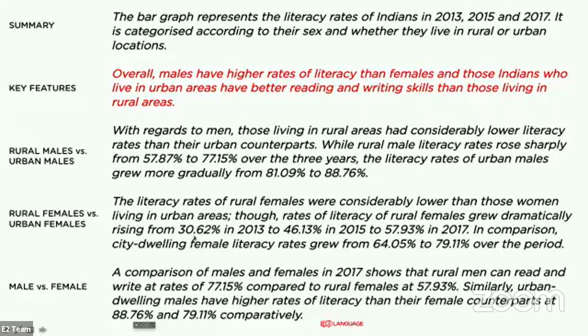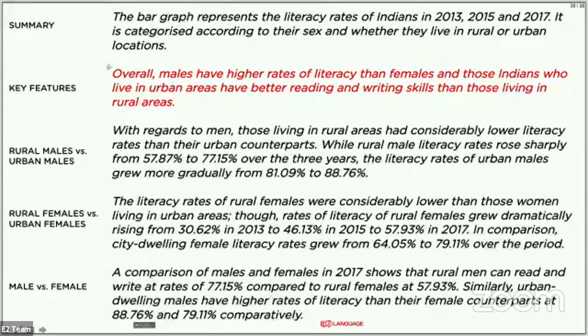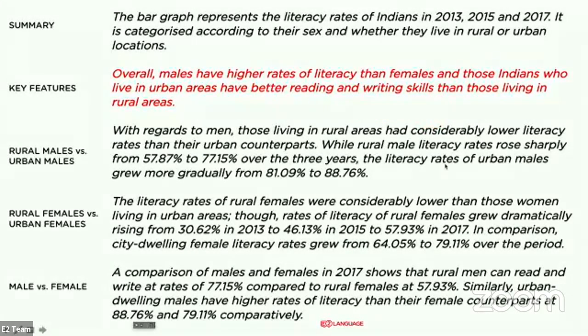Now, I'd like to start when I do my overview sentence, my key features, with this word here, overall, comma, because that's what I'm doing. I'm giving an overall view. Males have higher rates of literacy than females, and those Indians who live in urban areas have better reading and writing skills, in other words, literacy, than those living in rural areas. So I've identified two issues here, or two key features. I've said men have higher literacy than women, and I've said people who live in the cities have higher rates of literacy than those who live in rural areas. So I identified two key features.